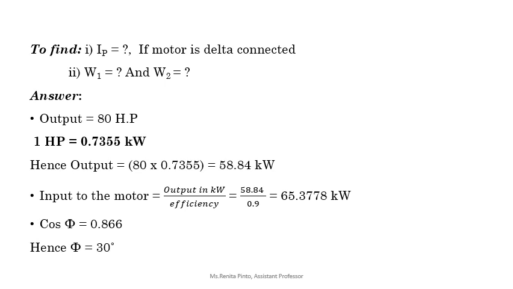First what I'll do is convert this output, which is given in horsepower, into kilowatts. Now you already know 1 horsepower is equal to 0.7355 kilowatts. Let me convert this into kilowatts. So 80 HP into 0.7355 kilowatt will give me the output in kilowatts.